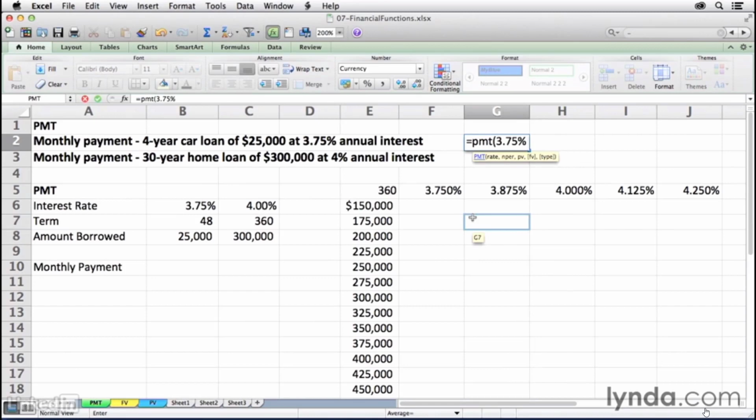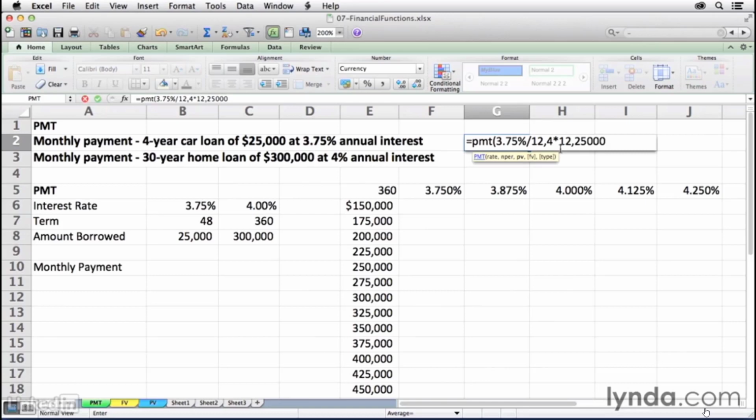We need to divide this by 12 since the payment is a monthly payment, and 3.75 is the annual interest. So divide that by 12, comma, NPER, the pop-up tip below says, the number of periods of the loan. If it's 4 years, we want to put in either 48 months, or we could put in 4*12, same calculation, same effect, comma, and how much are we borrowing here? $25,000. Don't put a comma after the 25.